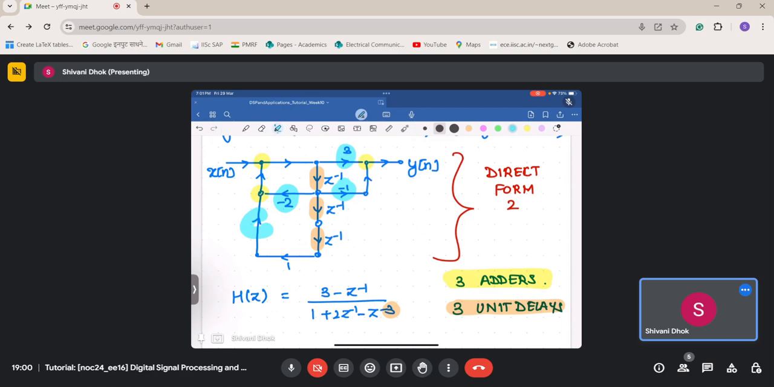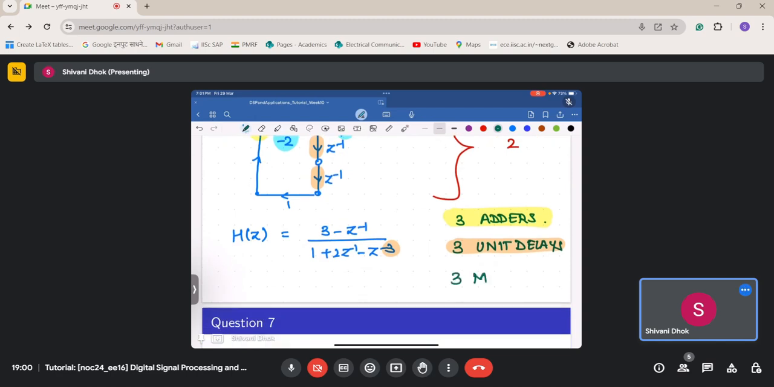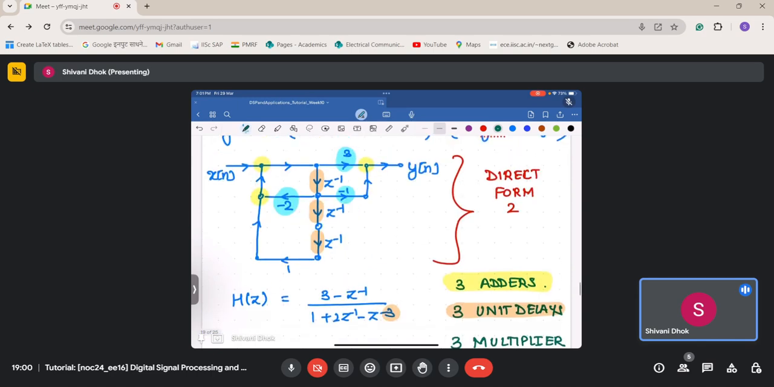Then we have a branch here, its weight is 1. Then these are all z inverse things, so we don't need to look at them. And here we have a branch which has a weight of 1, so we don't need to consider this. So therefore we are having 1, 2 and 3 multiplier units. So we have 3 multiplier units. Is it clear? Any queries in this question?